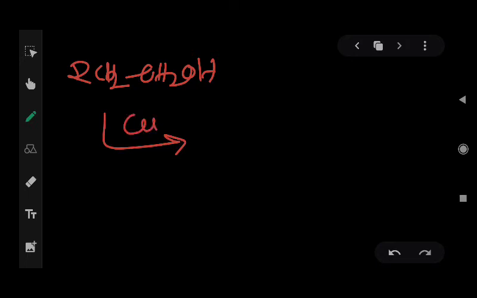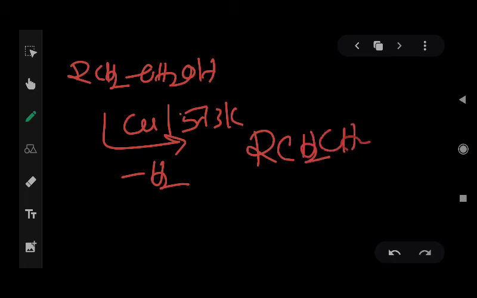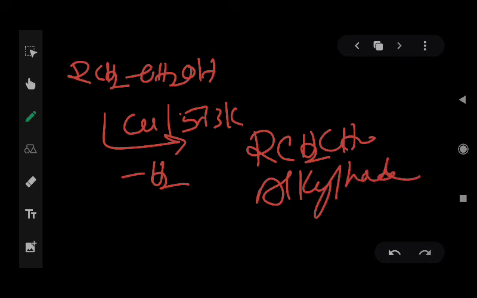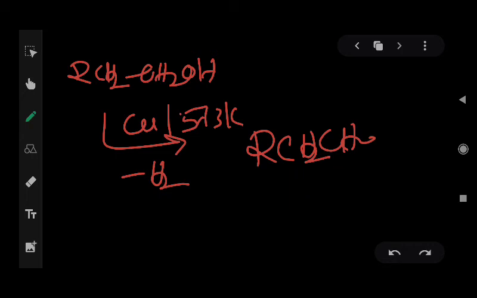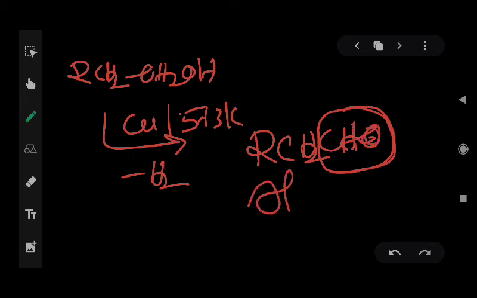Another conversion: initially our compound is always alcohol. In presence of copper, we are removing hydrogens. Then what will we get? We will get an aldehyde. What is the name of this compound? This is an aldehyde. CHO is nothing but aldehyde.